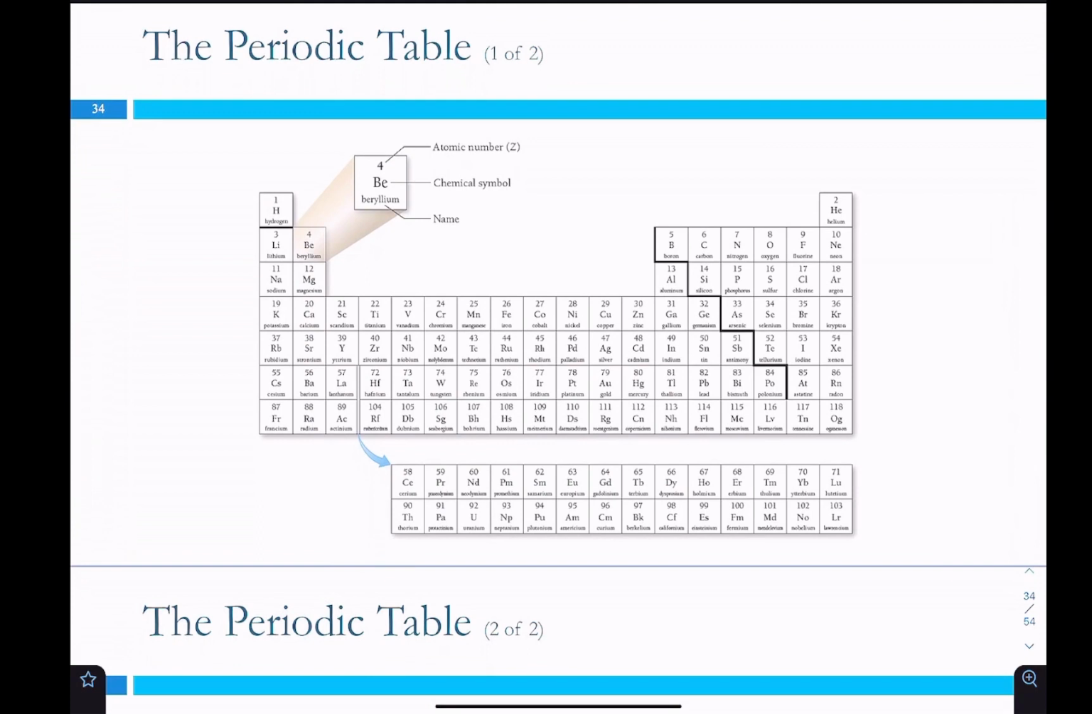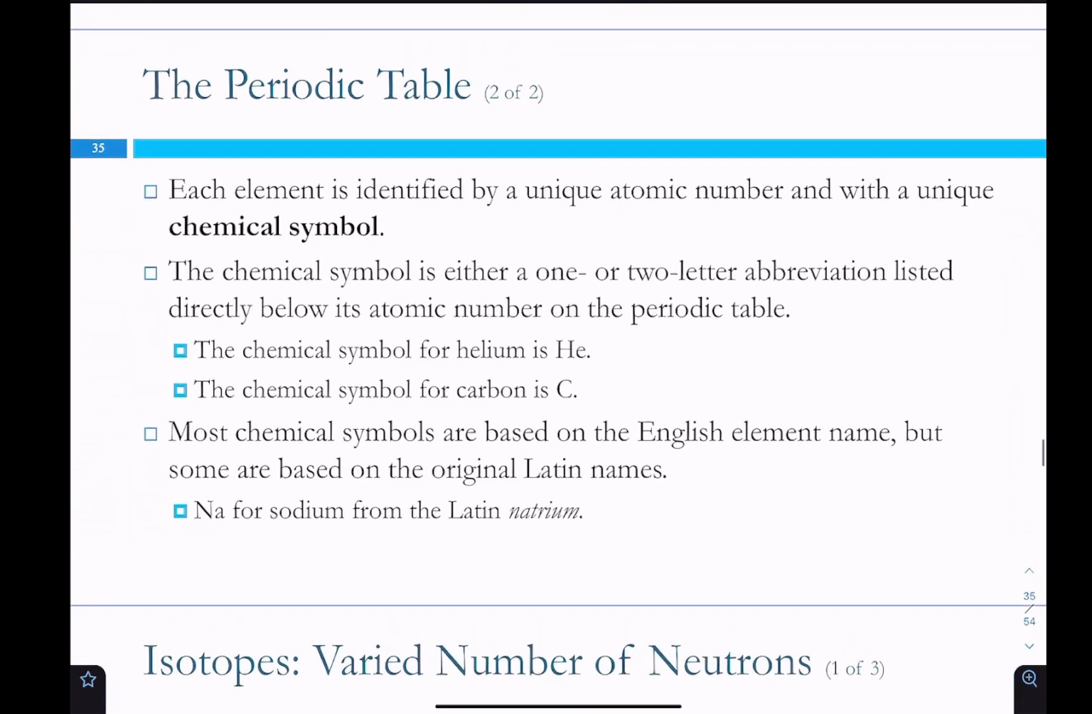So you get different periodic tables. This one doesn't have the names on it, but it has your atomic symbols and atomic number, as well as the weighted average mass of all the isotopes. So each element is identified by a unique atomic number with its own chemical symbol. It's important that you memorize these symbols.